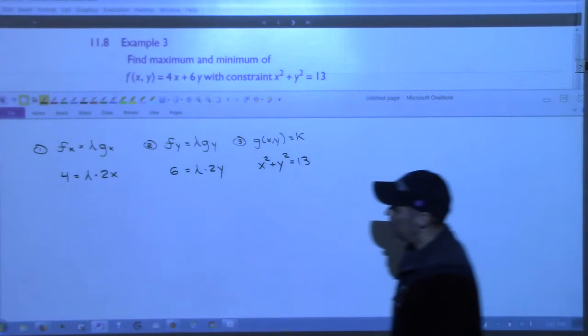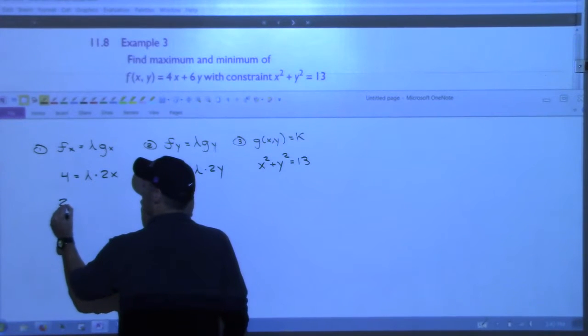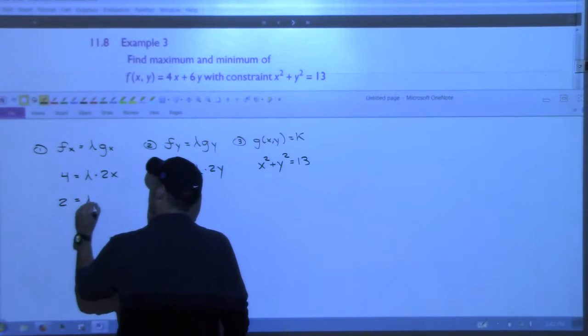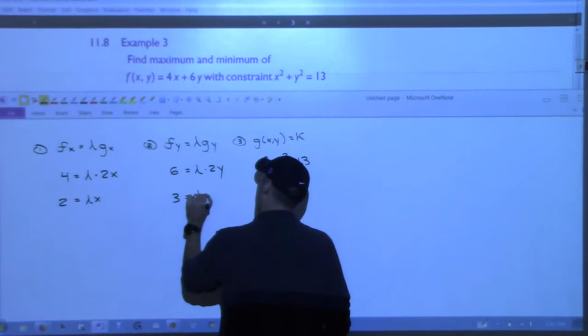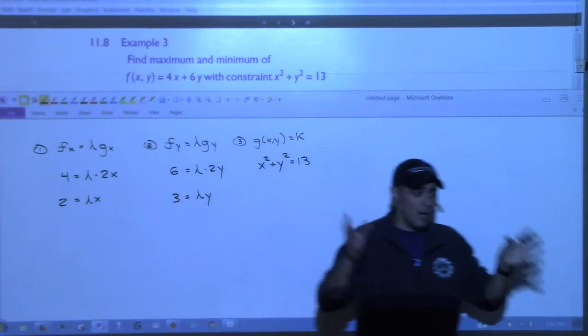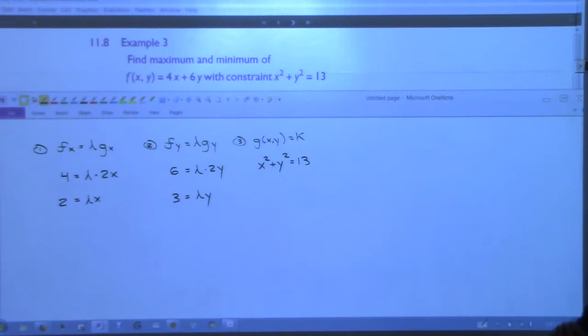Now, because these are just numbers, I'm just going to divide both sides by 2 here, and over here I'm going to divide both sides by 2. We don't have to worry about dividing by a constant. We won't lose any solutions that way. So there we go.